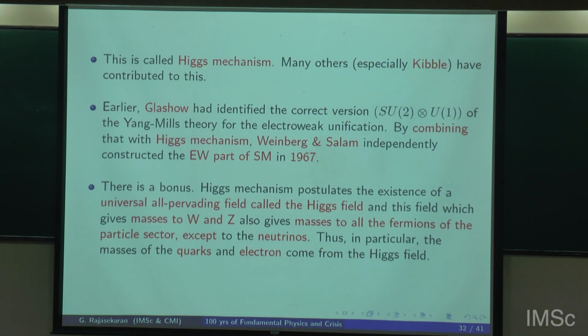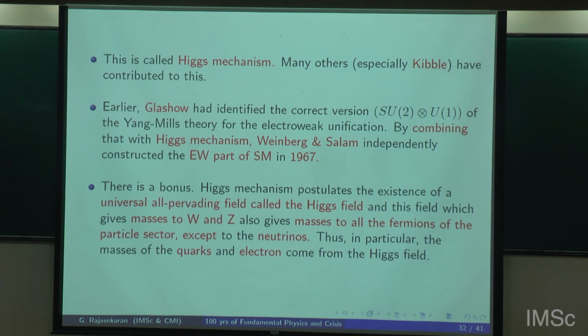Many others, especially Higgs, Kibble, I would like to mention. Only after Kibble extended the Higgs mechanism to non-abelian gauge theories did the next chapter, the Weinberg-Salam theory, come. Glashow had earlier identified the correct group theory, SU(2) cross U(1), of the Yang-Mills theory for the electroweak unification. By combining that with the Higgs mechanism, Weinberg and Salam independently constructed the electroweak part of the standard model in 1967.